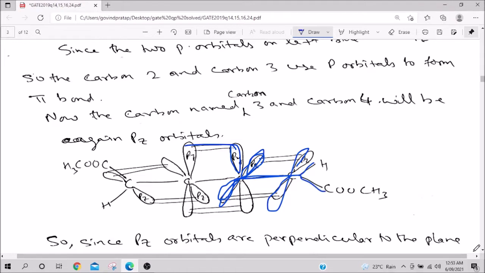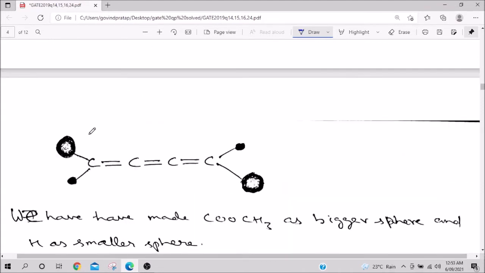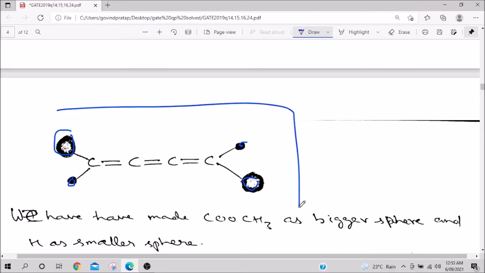So now basically you are having something like this. COOCH3 has made a bigger sphere, hydrogen has made a smaller sphere. This is again a smaller sphere and a bigger sphere. So imagine this board itself as a plane, the screen as a plane. So what is it doing? It is dividing the molecule into exactly two halves.